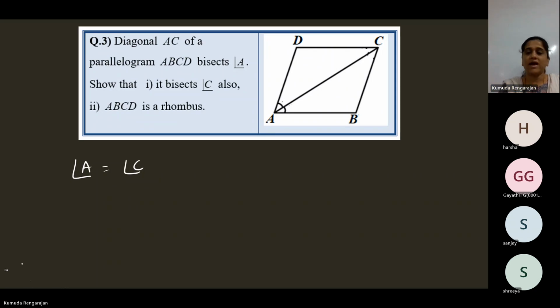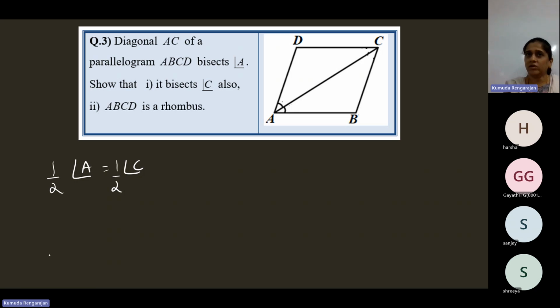So angle A is equal to angle C because in a parallelogram, opposite angles are equal. Now, is angle A bisected? Yes. Is angle C bisected? Yes. Then only you can use half. Half of angle A is equal to half of angle C.